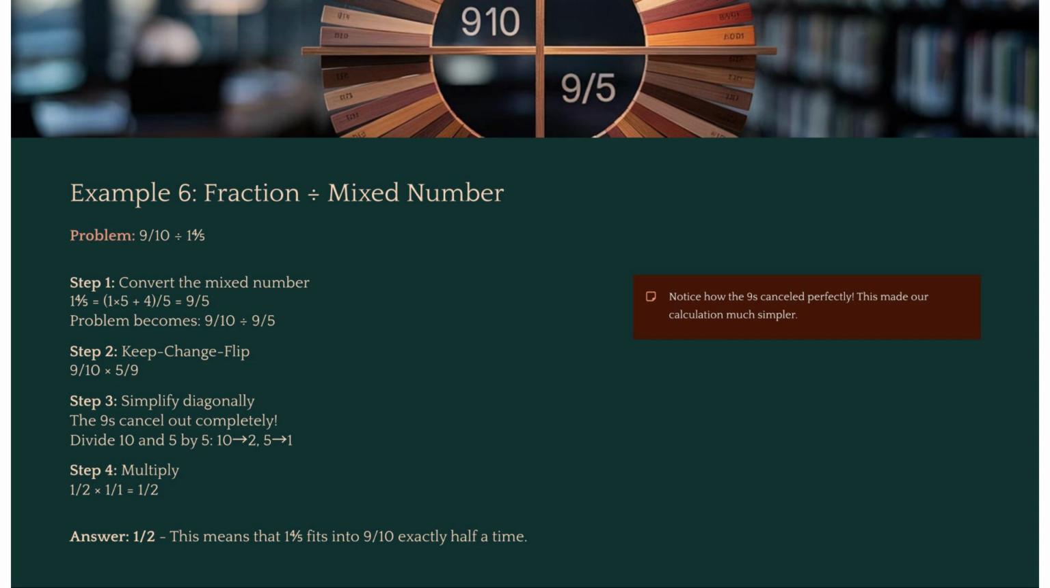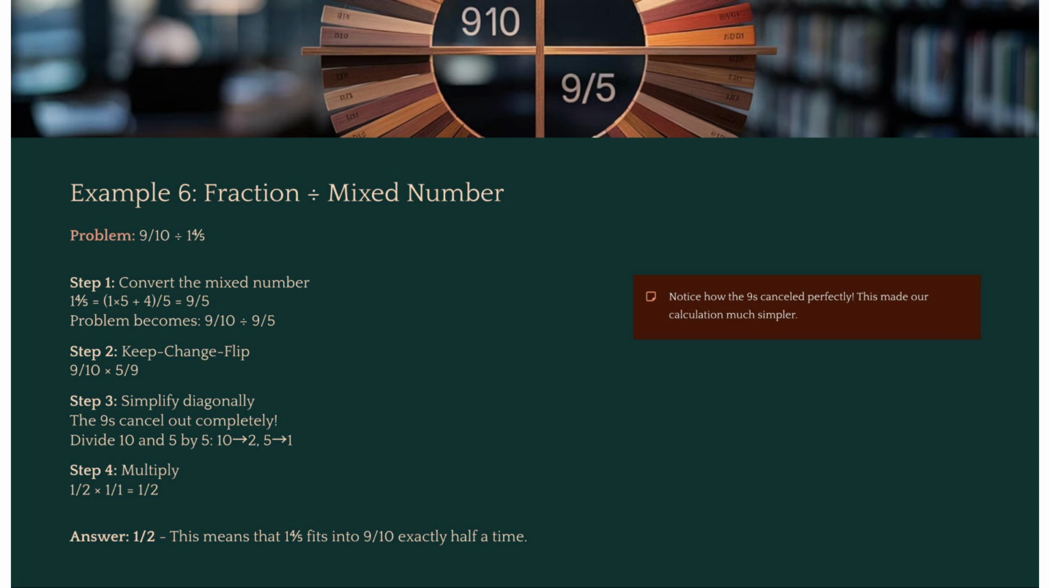Example 6 is a bit trickier. 9/10 divided by 1 4/5. Again, start with the mixed number. 1 4/5 is 9/5. Now KCF: 9/10 times 5/9.